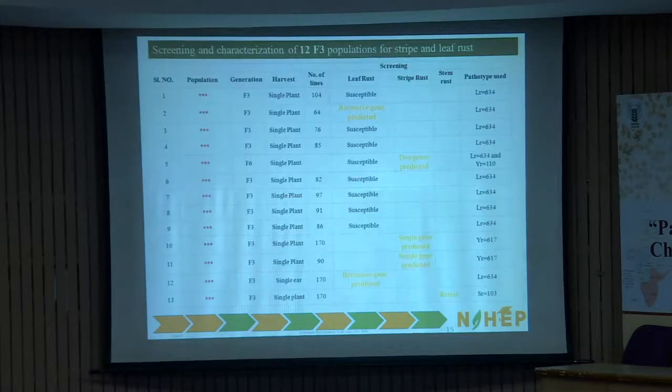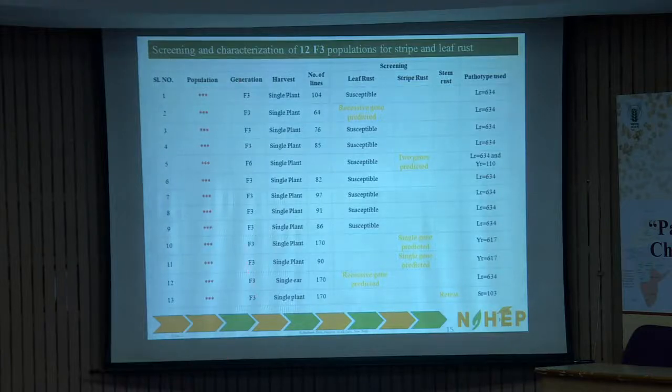So this is an example I'm giving you of what we did when I was there. We screened and characterized 12 F3 populations. What we did is we took germplasm. Earlier they had developed a population. They screened it and did a postulation study. After that, they knew that there were some resistance genes in these populations. I'm not giving you the names of the populations because it is not yet published data, so we can't reveal it here.